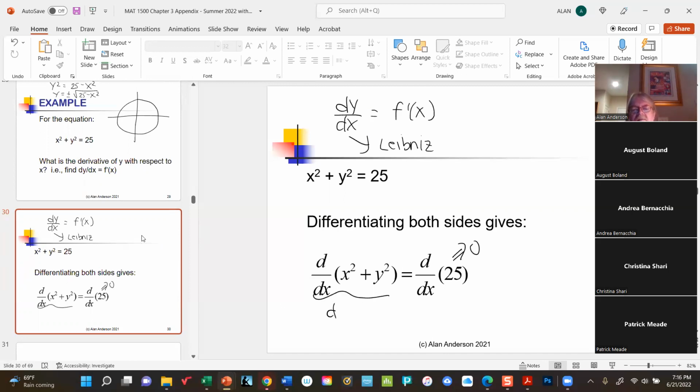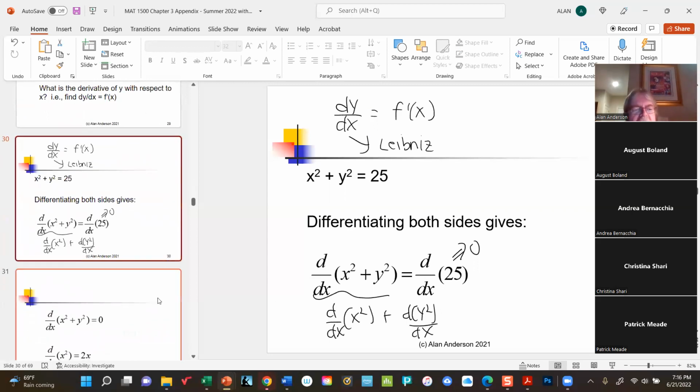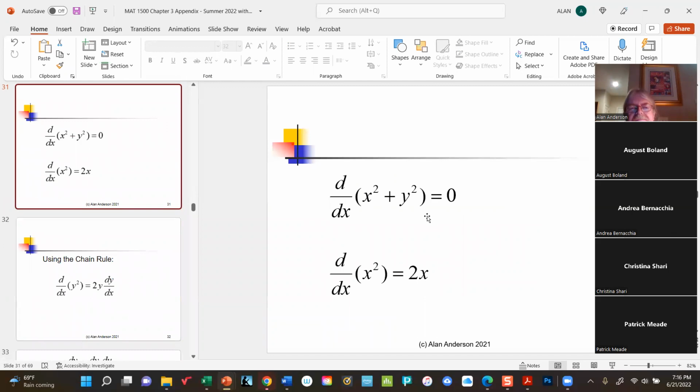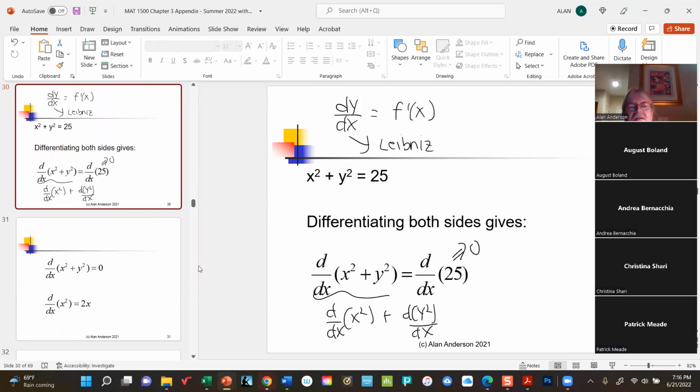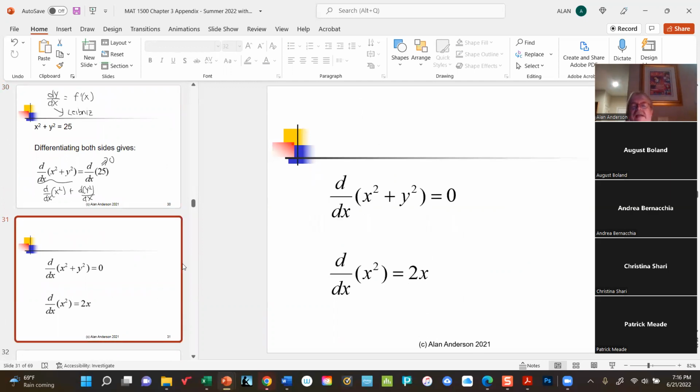This can be rewritten as the sum of these two. Okay, so let's do that. So here what I've done is I've just taken this left-hand side and set it equal to 0. And again, this will eventually lead us to this approach. But what I'm doing here is I'm actually evaluating them each separately.